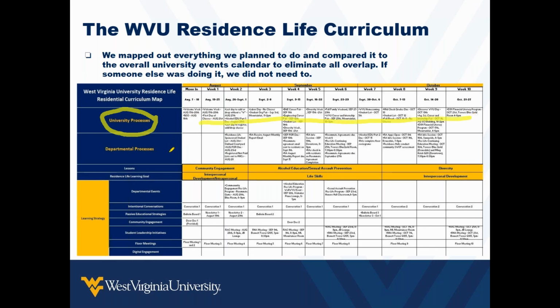In the row below it, we listed everything we were doing as a residence life department. And what we tried to do was we tried to make sure there was no overlap. There was things that were not occurring at the same time. As I said, if someone else is doing it better on the university, we're going to send folks to that. We're not going to do it ourselves. Our professional staff need a break.